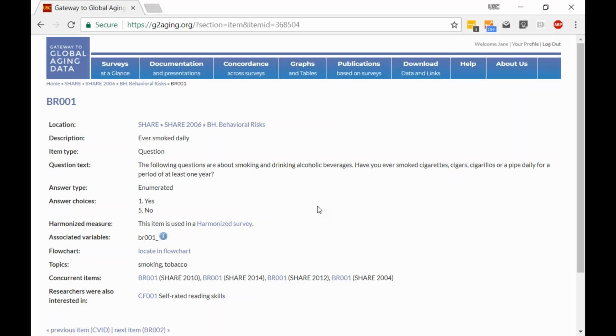Even though the SHARE survey itself is not conducted in English in any particular one country inside of Europe, just based on the countries that it covers, everything on the Gateway is translated into English. So it's helpful for maybe accessing surveys that are conducted in different languages. We let you know that the answer choices are a yes and no and how they're coded. It's a 1 and a 5 for yes and no. You can also see concurrent items. So BR001, BR001. So this same item is asked at different waves, and you could link to that.